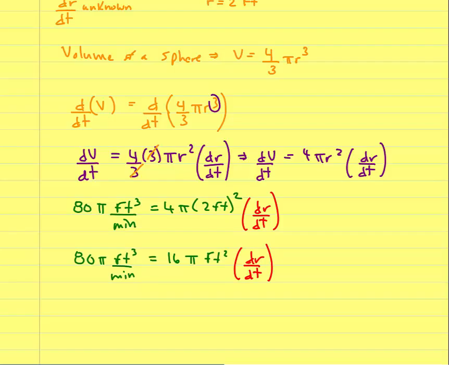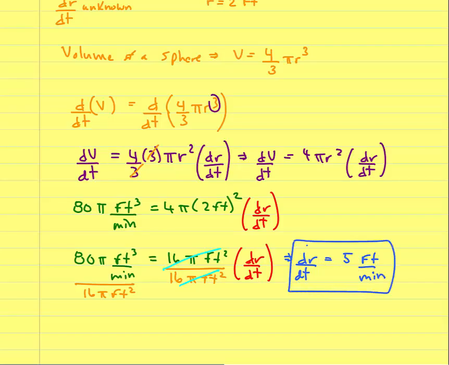Now if we want to get dr/dt by itself, I would divide both sides by 16 pi square feet. And of course on the right hand side I have this canceling, and then I'm left with dr/dt equals, okay, so we have 80 divided by 16 is 5, pi divided by pi cancels, and then feet cubed divided by feet squared cancel into feet per minute. So the radius at that instant is changing at 5 feet per minute.